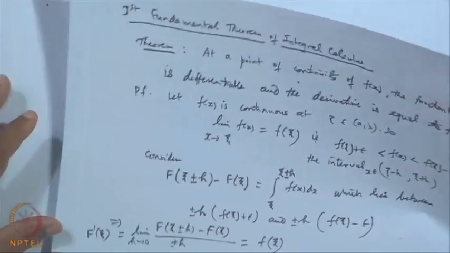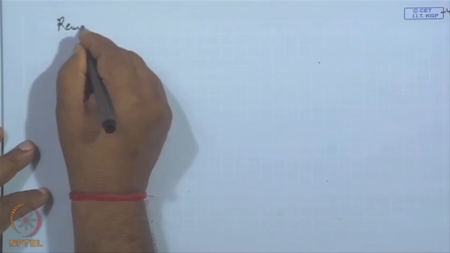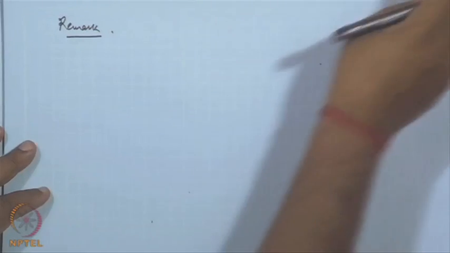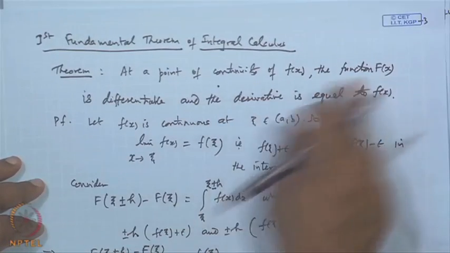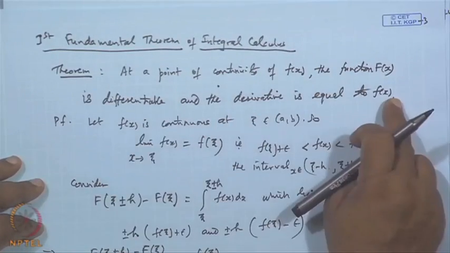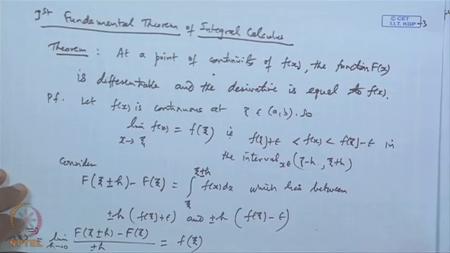Okay. Now, as a remark we can say x I is an arbitrary point, it's clear. So, at any point of continuity, the function capital F x is differentiable and the derivative is equal to f x. So, this can be shown. Okay.